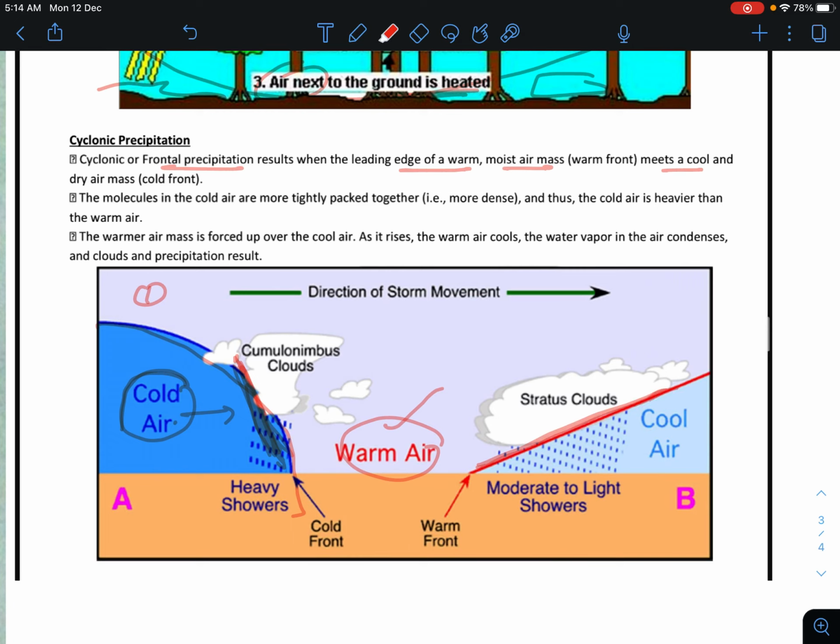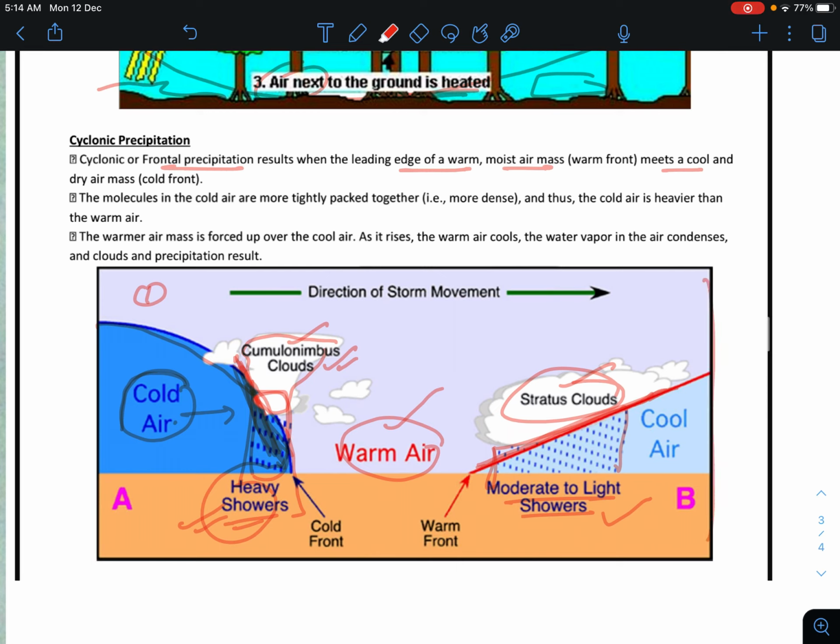In this case, water condenses to form cumulonimbus cloud. But in the other case, water forms a stratus cloud. When the cool air is more active, the area covered will be less, and in this area heavy rainfall occurs. But in the other case we are covering more area, and moderate to light showers occur. So we will study this point.